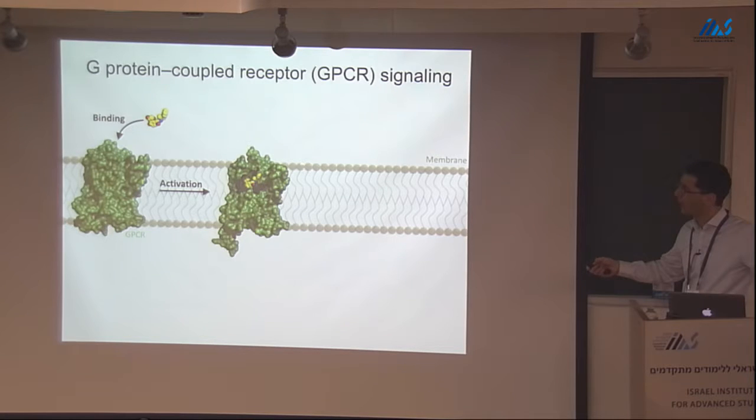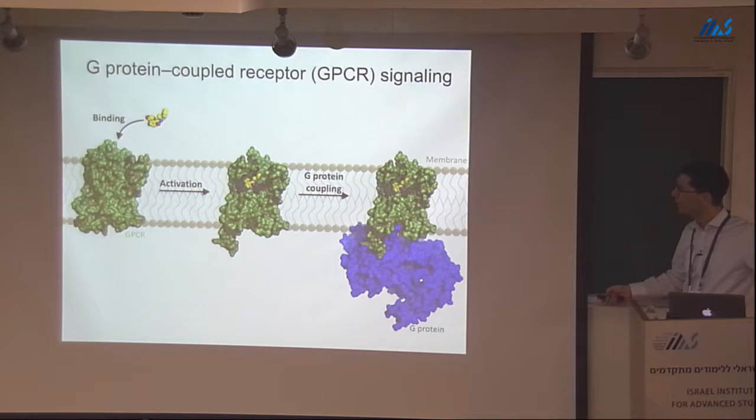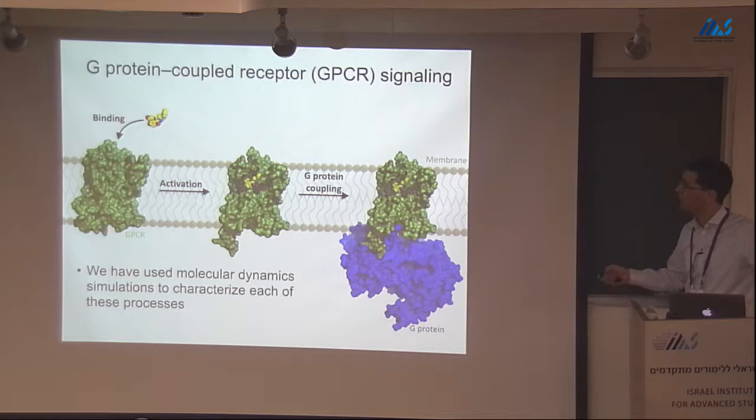When certain molecules bind, they favor a conformational transition, a structural transition of the GPCR from its inactive state to its active state. And then once the GPCR is in its active state, it can couple to various intracellular signaling proteins. The classical example of such an intracellular signaling protein is a G protein. In fact, that's why they're called G-protein coupled receptors. So over the past few years, we have used molecular dynamics simulations basically to understand each of these three steps: the binding of ligands to GPCR, activation, and G-protein coupling. And that's what I'll talk about today.